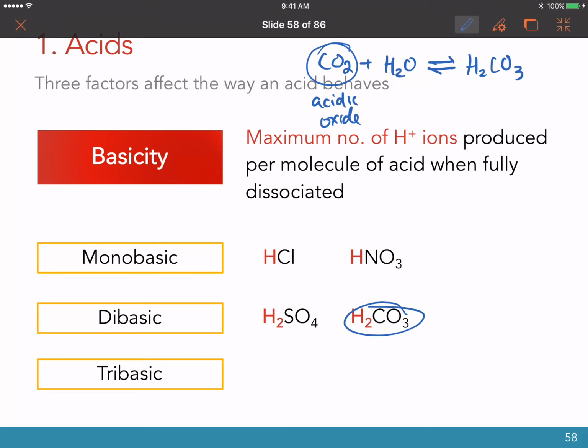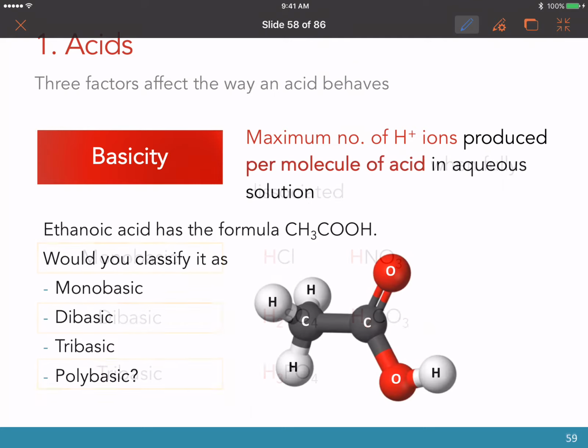Because it reacts with water to give carbonic acid, that's why when we tested Sprite, it was slightly acidic. Because I use this reversible symbol, what do you think is the strength of this acid? Because I use the reversible symbol, this acid is a weak acid. Lastly, we have tribasic acid such as H3PO4, where for one molecule of H3PO4, I'll have 3 H plus ions.